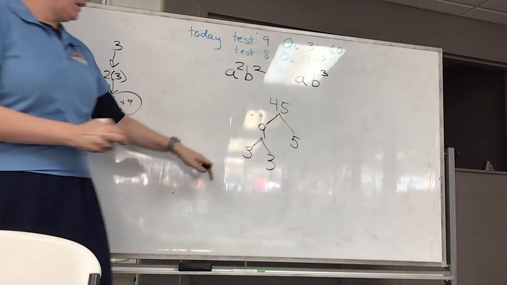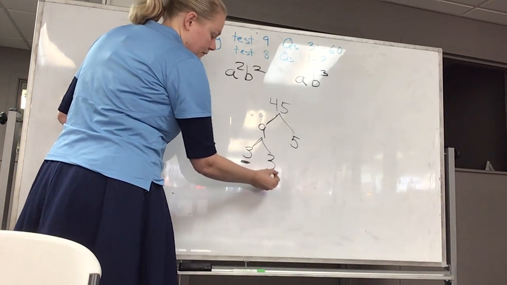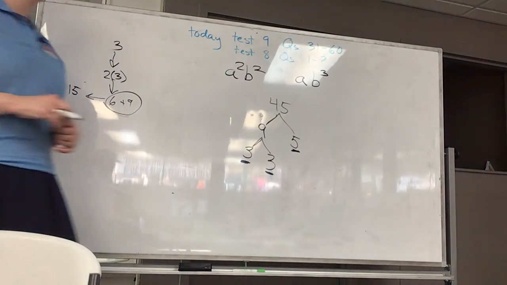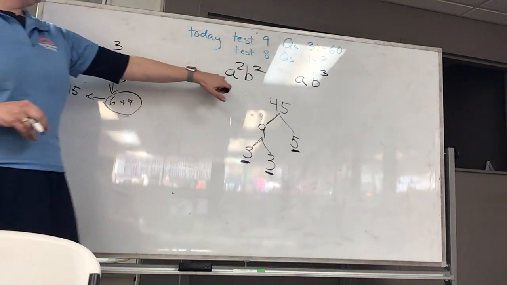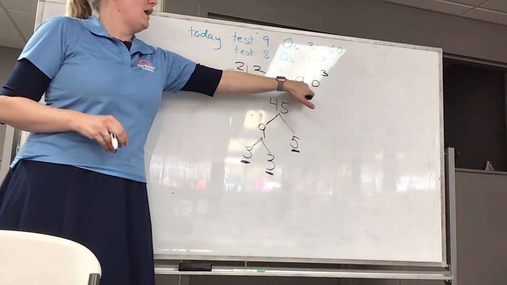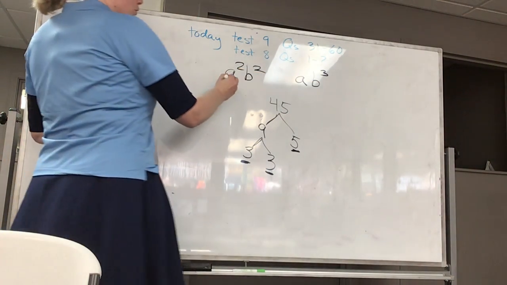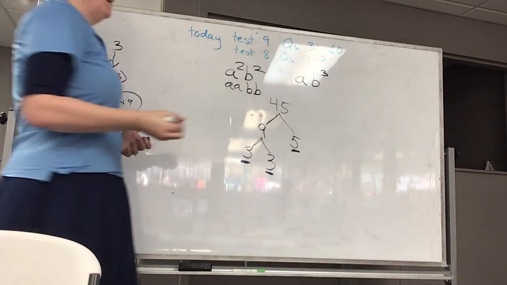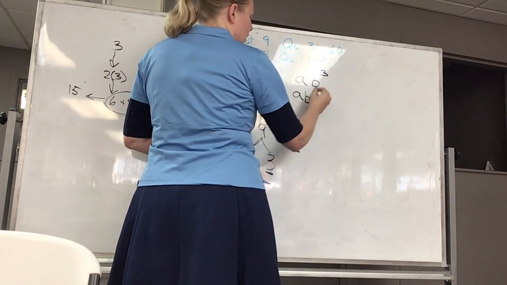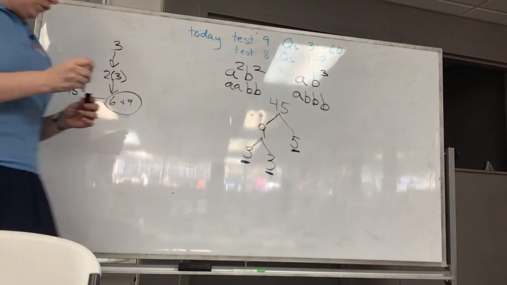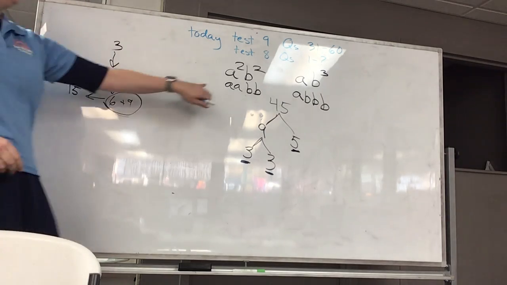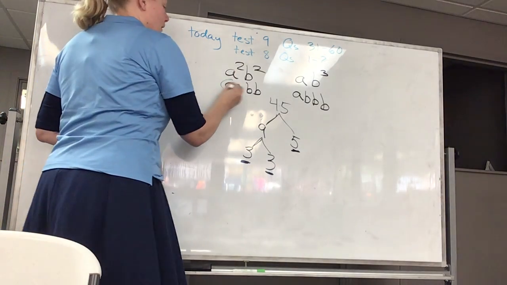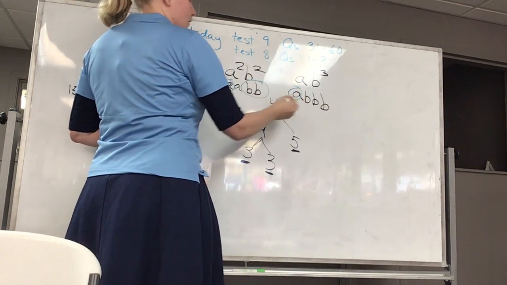So the idea is we have a 3 and a 3 here, and we have a 5 here. We have a squared and b squared. We have a times b to the third. So this is a times a, b times b is what that means. And we have a, b, b, b. What do they share in common between the two of them? An a and two b's.